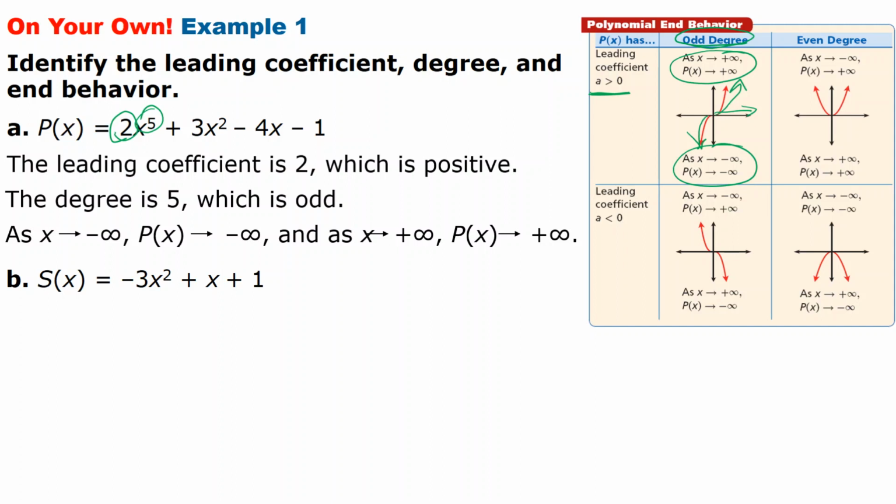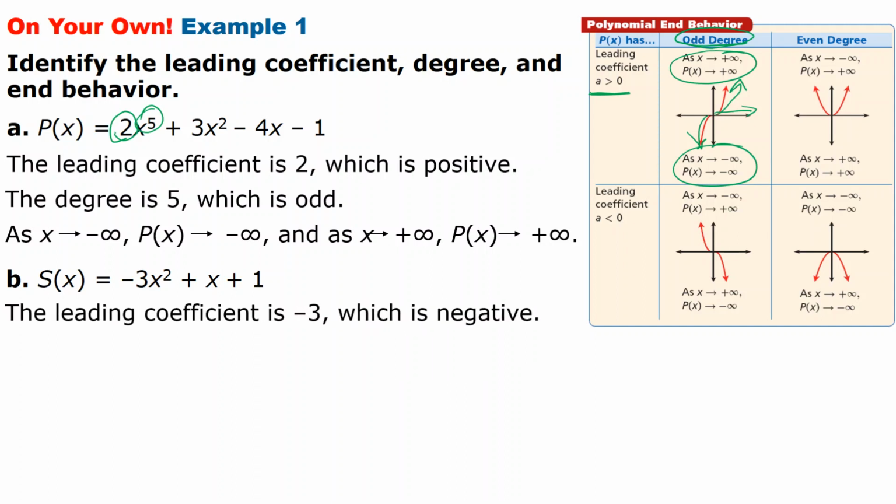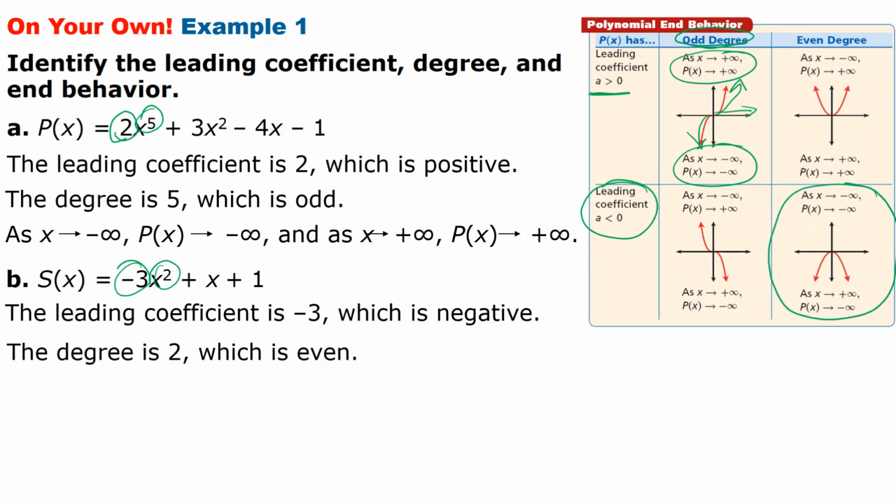All right, our second equation here, go ahead and look at that one for just a second. Okay, you should be able to see that the leading coefficient is -3, so that means we're going to use this side. And our degree is 2, that's even, and so we're going to be looking at this function, so you can already tell what's going to happen. As x approaches negative infinity, the whole function approaches negative infinity, and as x approaches positive infinity, the whole function is going to approach negative infinity.